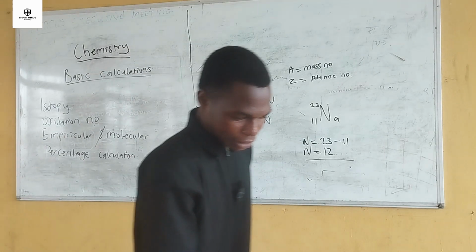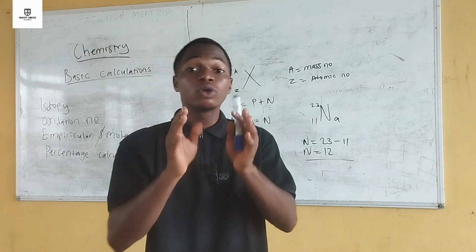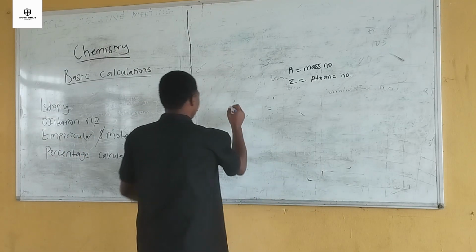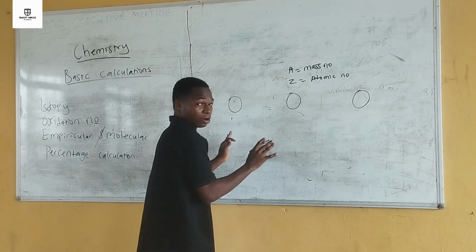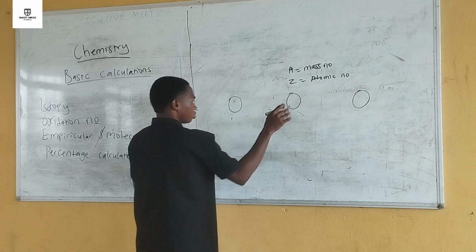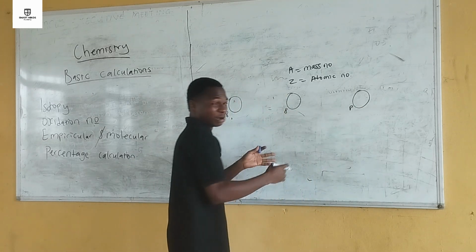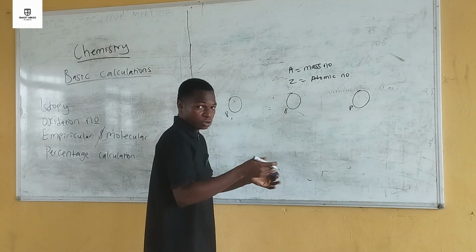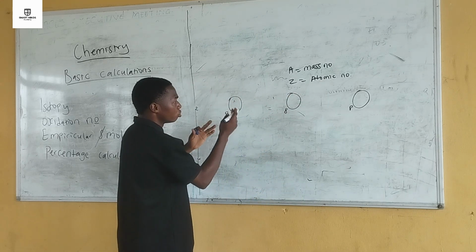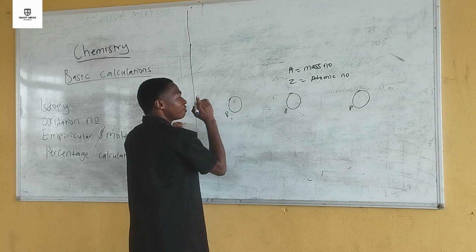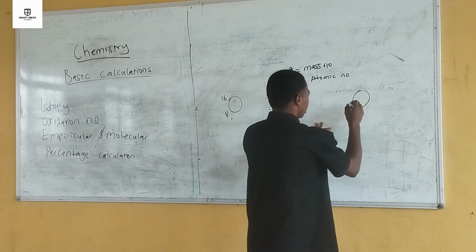Now we're going to isotopy. What is isotopy? This is oxygen, and this is how isotopy happens. Oxygen is number 8 in the periodic table, so the atomic number is 8. Then the mass numbers in oxygen are 16, 17, 18.